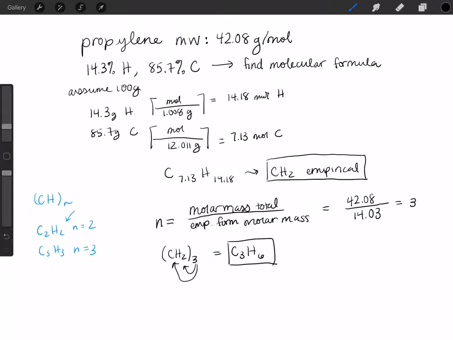Are we comfortable with that? Because I have 1 carbon, which is 12, and 2 hydrogens, which is 2, and I add those together.